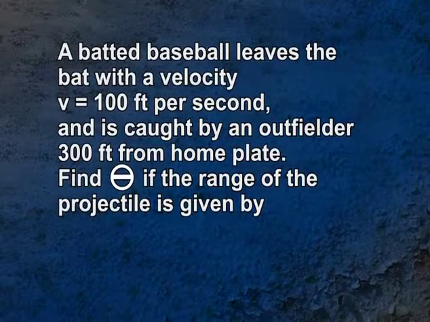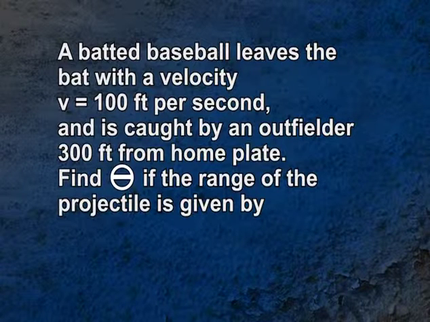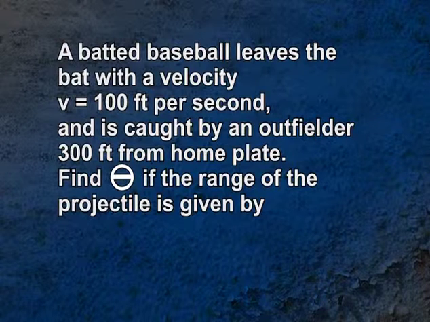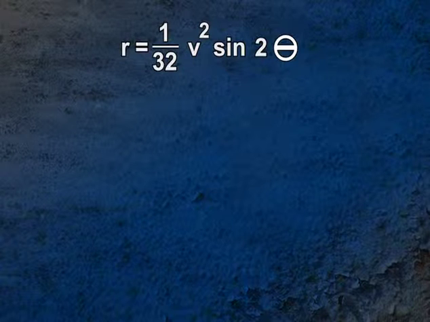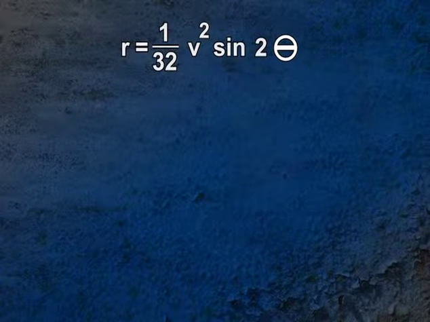Here's a problem involving a trigonometric equation. A batted baseball leaves the bat with a velocity v equals 100 feet per second and is caught by an outfielder 300 feet from home plate. Now that distance from the batter to the outfielder is called the range here in this problem. Let's continue. Find theta if the range of the projectile is given by this equation. R, the range, is equal to 1 over 32 times v squared times sine 2 theta.